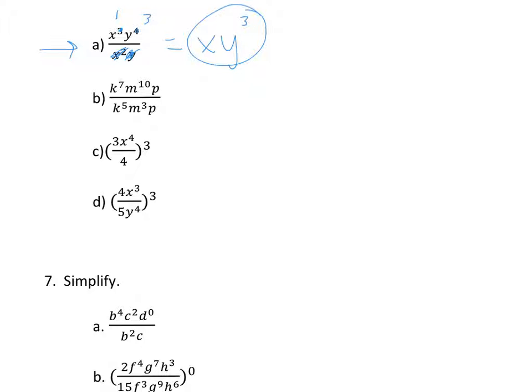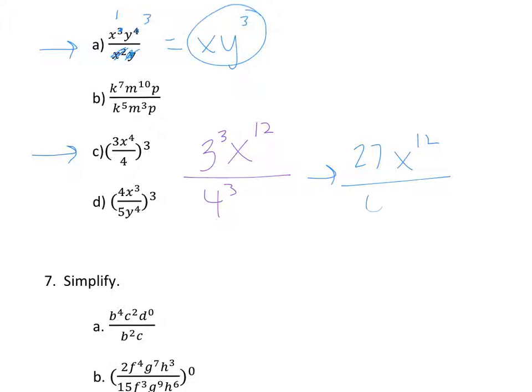And let's scroll down here to C. So we're going to skip over B, but you can complete that on your own. And I am going to now distribute the 3 to everything inside those parentheses, because that's to the exponent of 3. So I get 3 to the 3rd power, x to the 12th, all over 4 to the 3rd power. Now let's simplify. So 3 cubed is 27, x to the 12th, all over 4 cubed, which is 64. That's my final answer.